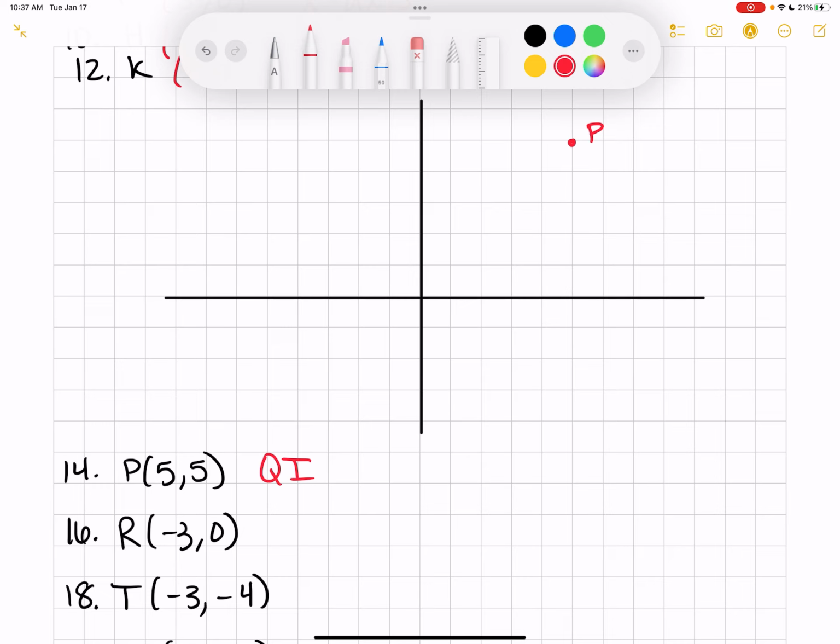So then the point -3, 0, where is that going to be? It's going to be on the x-axis. And then describe to me where to put it. 3 to the left, and it doesn't go up or down, so 1, 2, 3. And this is the point R.